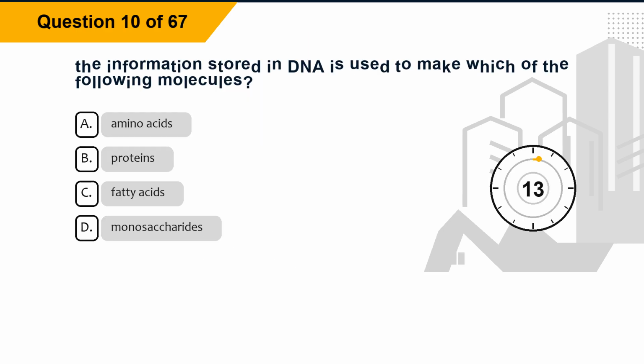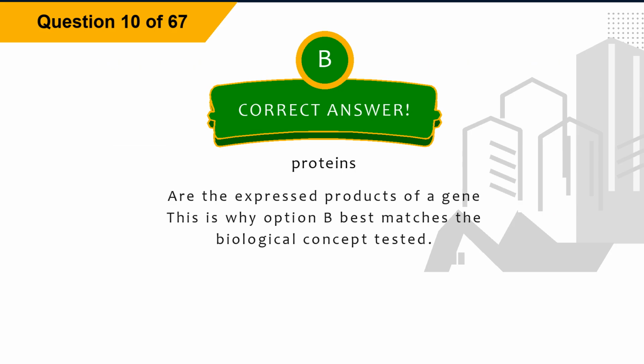Question 10. The information stored in DNA is used to make which of the following molecules? Option A, amino acids. Option B, proteins. Option C, fatty acids. Option D, monosaccharides. The correct answer is Option B, proteins. Explanation: proteins are the expressed products of a gene.